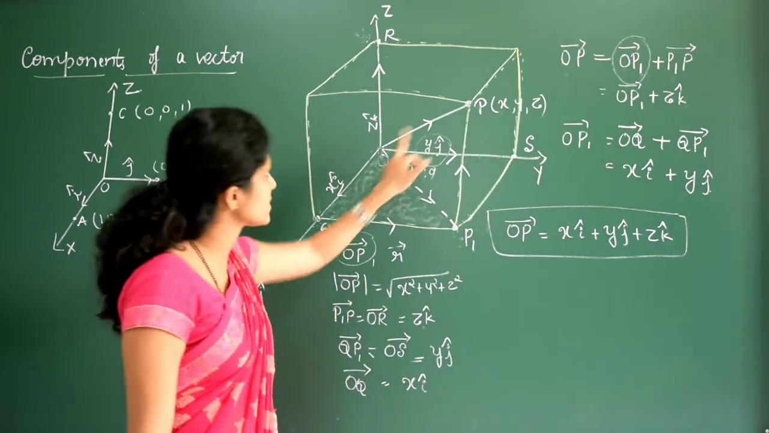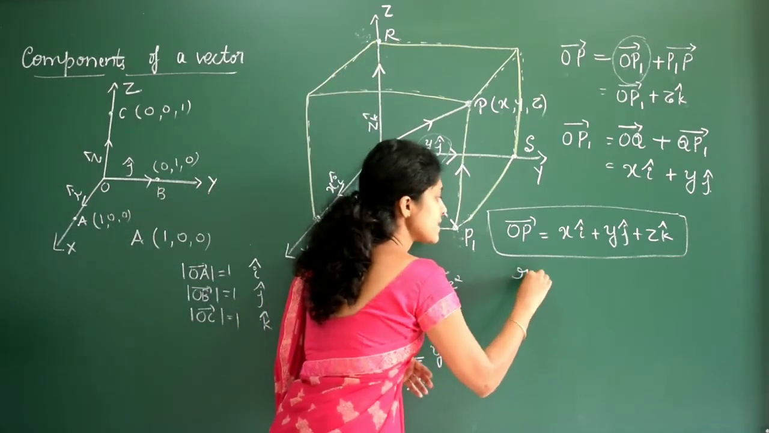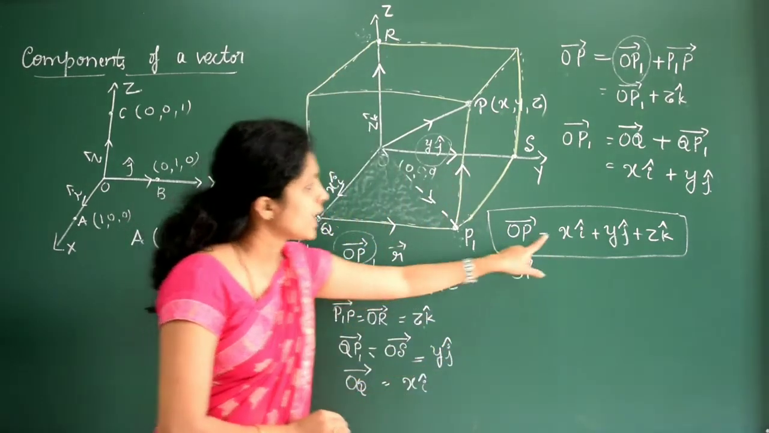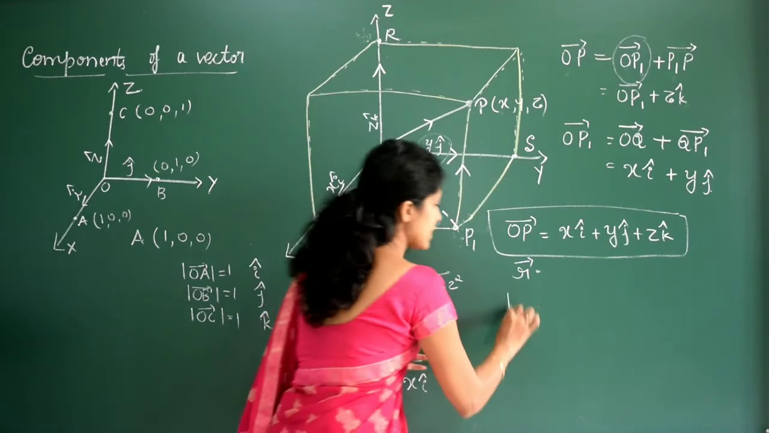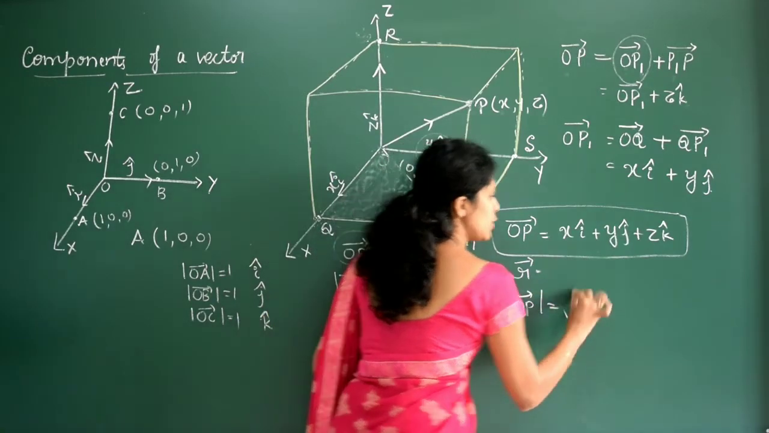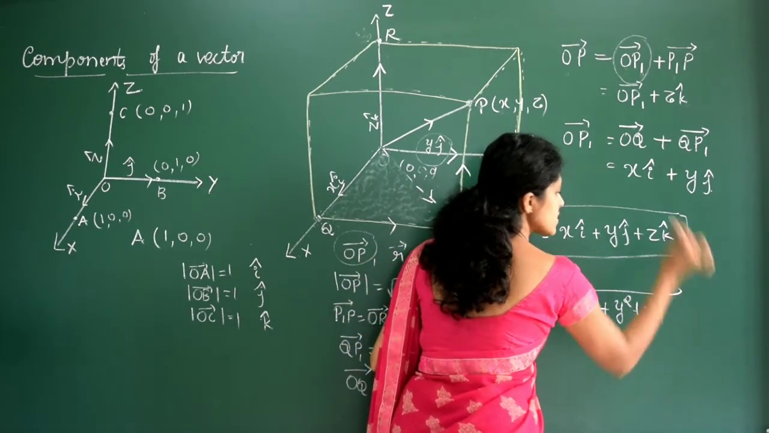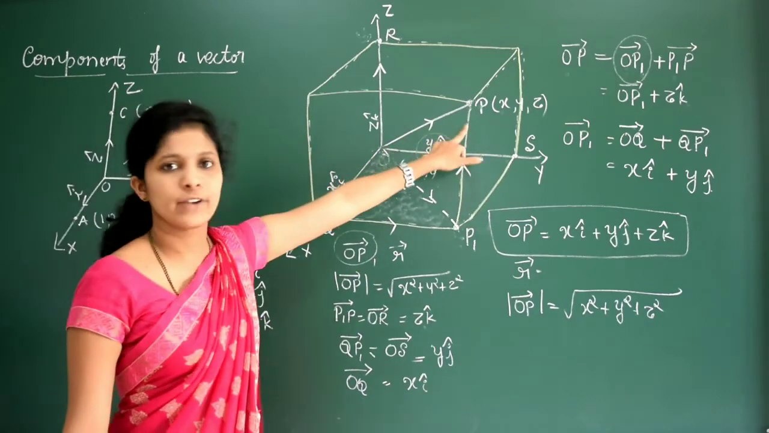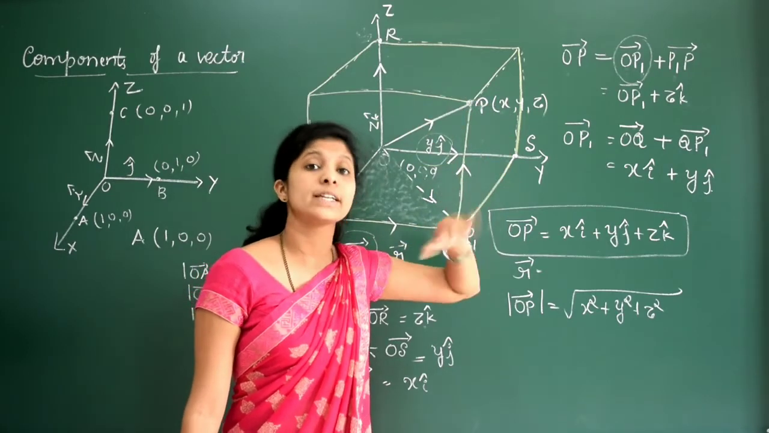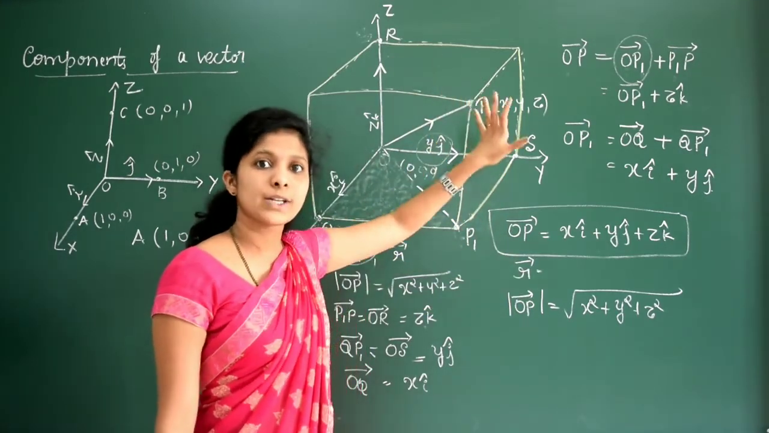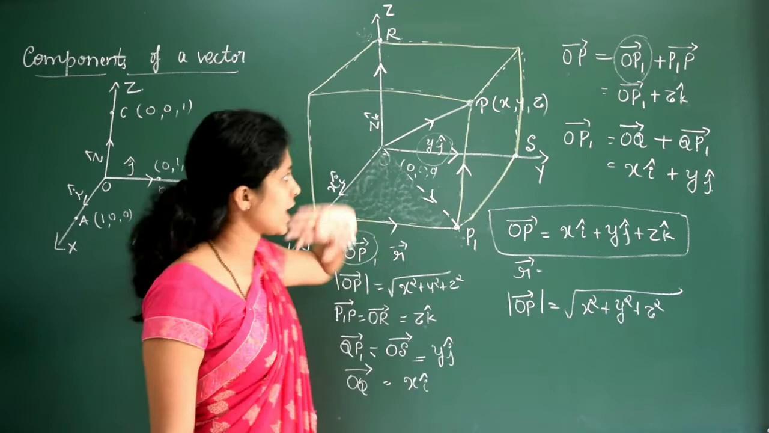Suppose this is a point with coordinates x, y, z. Then the OP vector, or we can represent that as the R vector, is equal to Xi cap plus Yj cap plus Zk cap, and the magnitude of the OP vector is equal to the root of x square plus y square plus z square. Just remember, if the coordinates are x, y, z, then Xi cap plus Yj cap plus Zk cap gives you the OP vector. Then the magnitude is root of x square plus y square plus z square. I hope you understood this one.